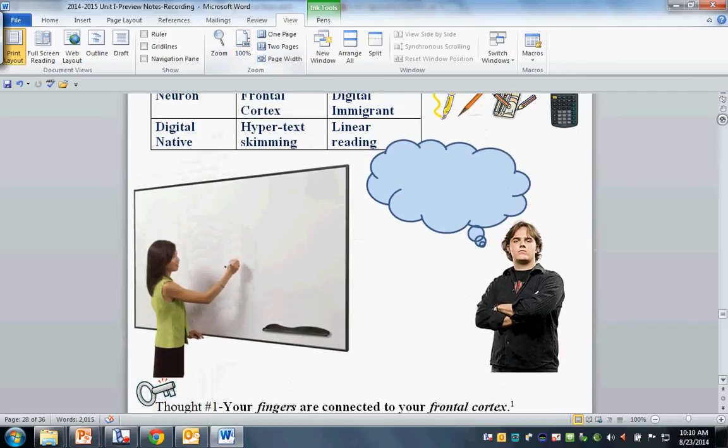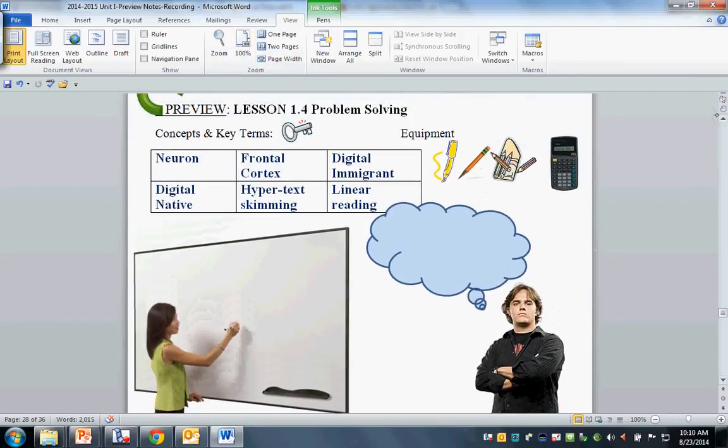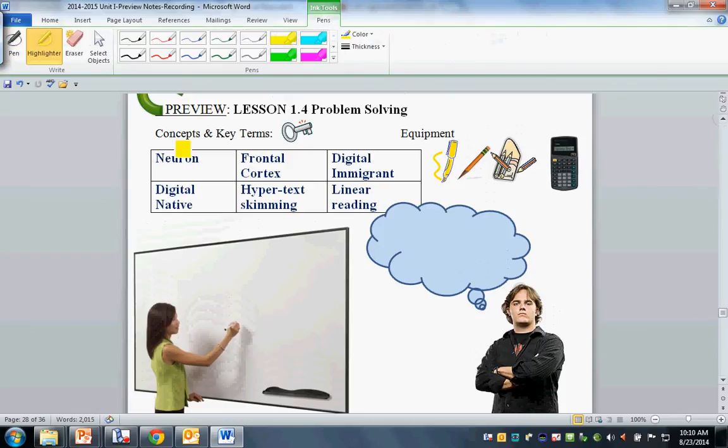Okay, today's going to be quite revolutionary if you understand what I'm going to talk about. We're going to be talking a lot about your brain today, for the next half an hour, and as we do this, keep in mind these words: neurons, frontal cortex, digital immigrant, digital native, hypertext skimming, and linear reading.